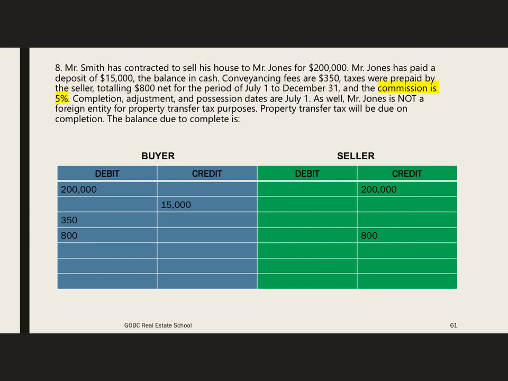Okay, the next thing is the commission of 5%. So it's 5% of the purchase price. So we would debit that to the seller. So that's the $10,000 that's there in the debit column.